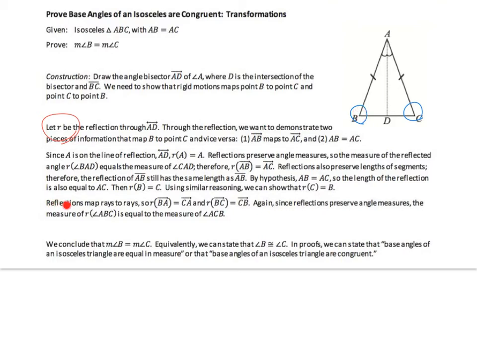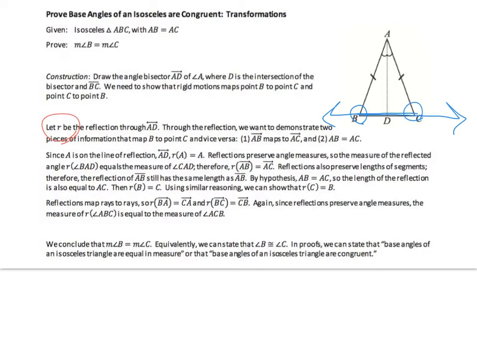Phew! Reflections map rays to rays. So the reflection of BA equals CA. So the reflection of ray BA up there equals ray CA. And the reflection of ray BC equals the reflection of CB. Excuse me. This one was in your last test. I can reflect that ray onto that one.